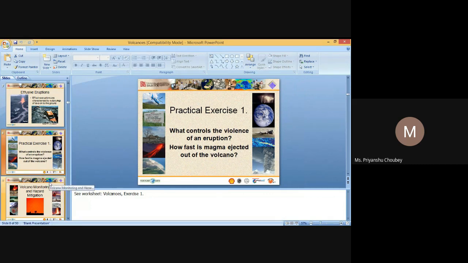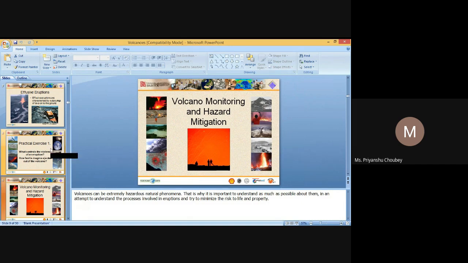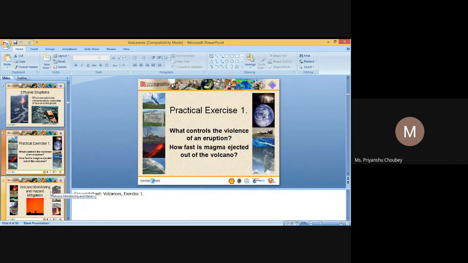Today we are going to talk about soil electrical conductivity. What is soil electrical conductivity and how to measure it? So let's see what soil electrical conductivity is.